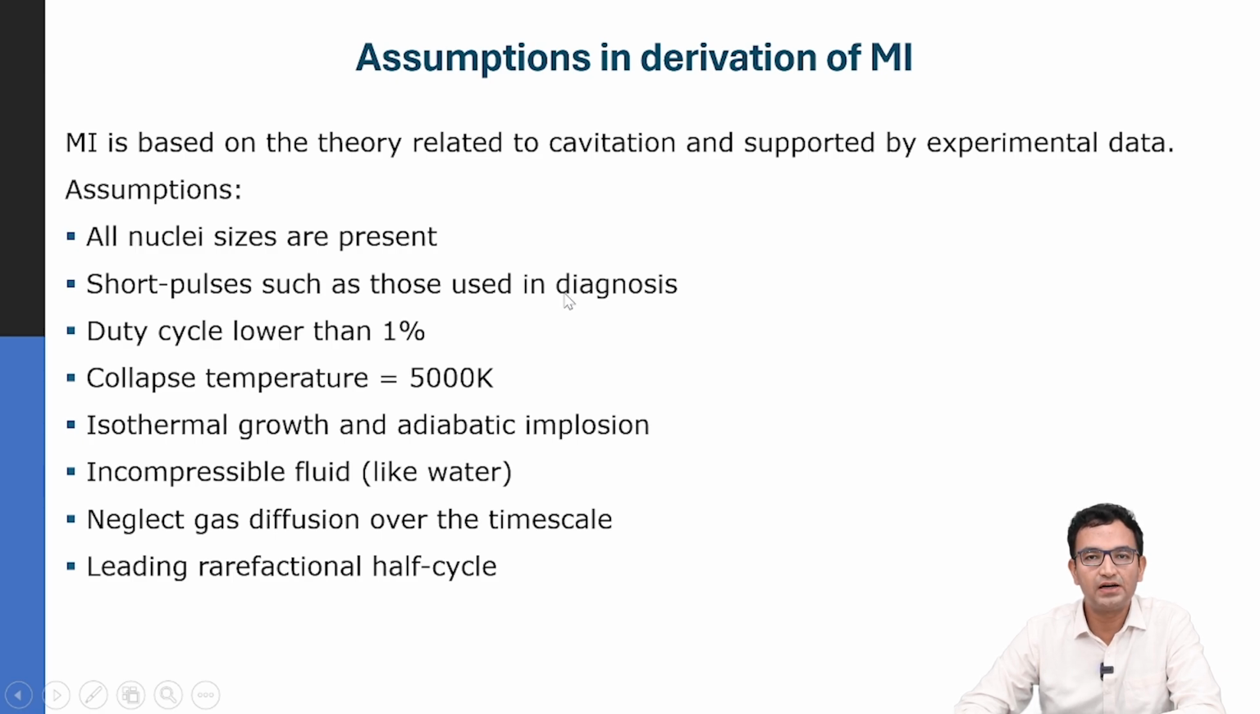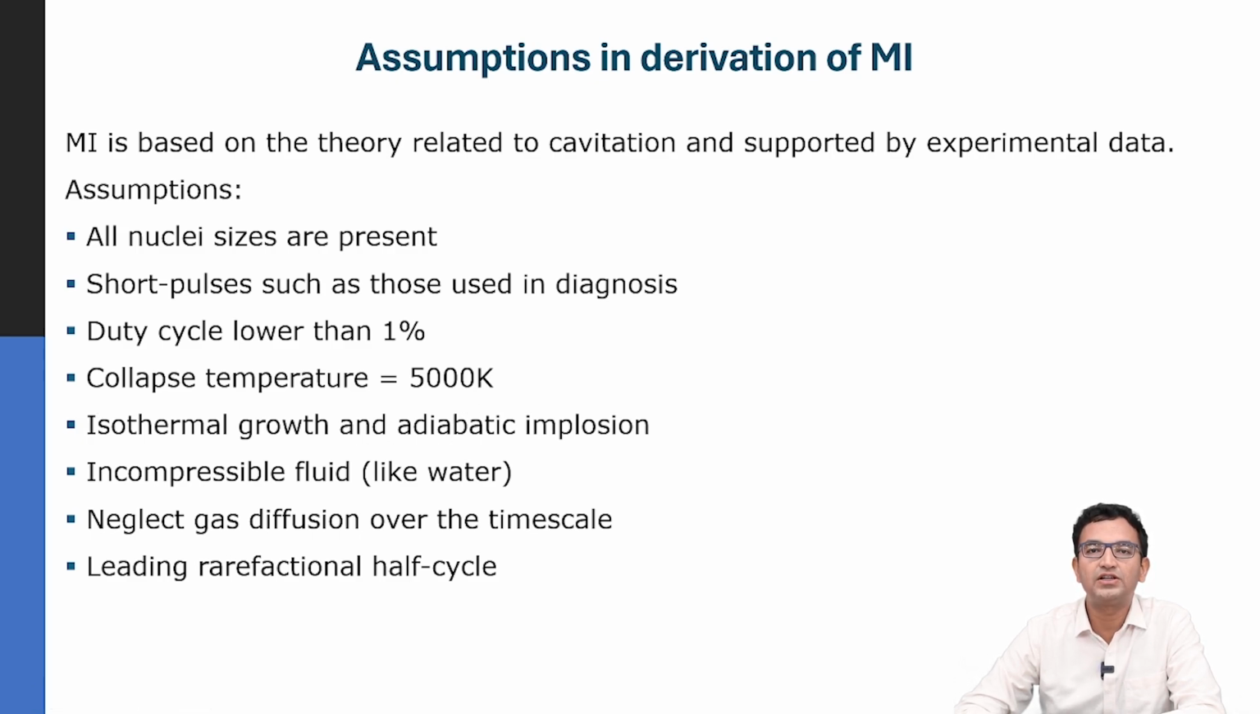As we discussed earlier, in diagnostic ultrasound, we would like to maximize the axial resolution, so we use damped transducers so that there is no ringing and we get a short spatial pulse length. So such short pulses are used in the derivation of the mechanical index. We are considering a duty cycle lower than 1%, so it is not going to be applicable to continuous wave insonation, for example.